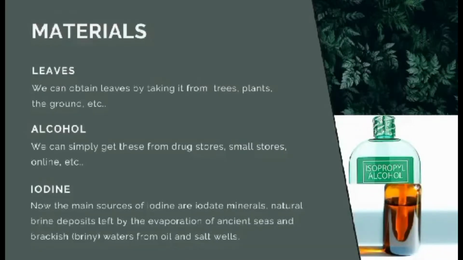Up next, we have the materials. Firstly, we have the leaves. We can obtain leaves by taking them from trees, plants, the ground, etc. Personally, I took mine from my mom's garden. Secondly, we have the alcohol. We can simply get these from drugstores, small stores, online, etc.